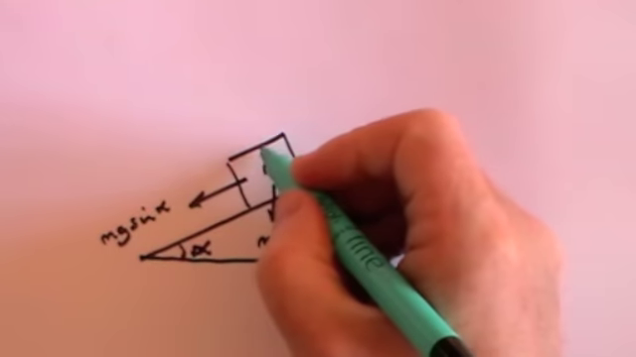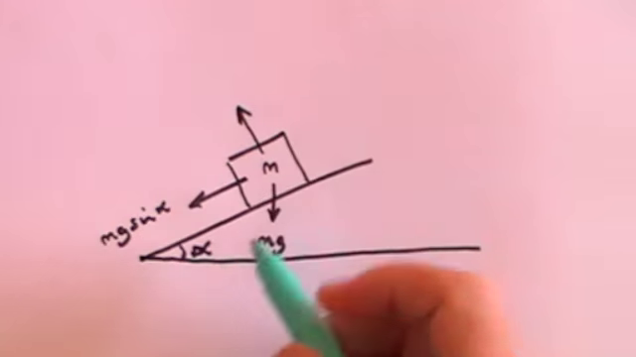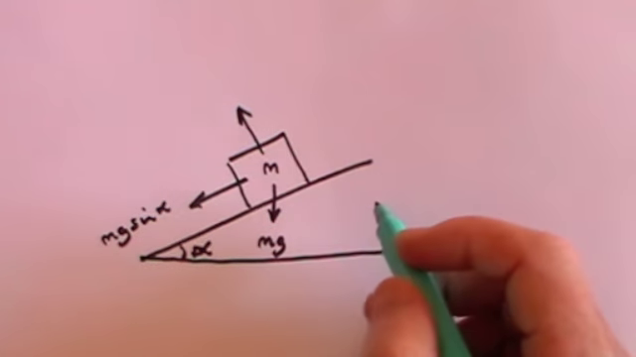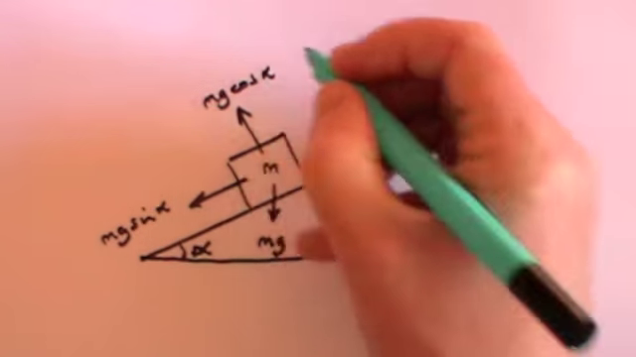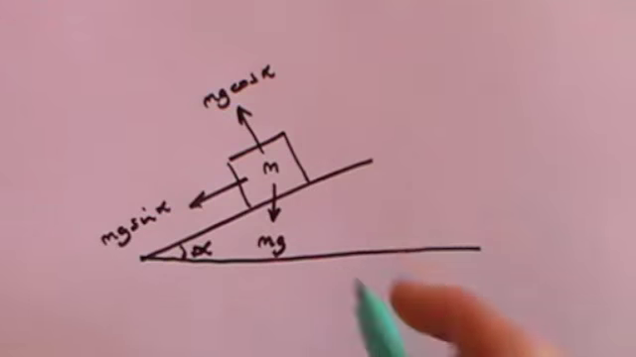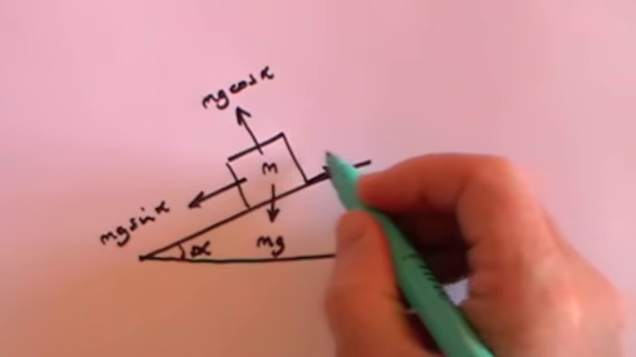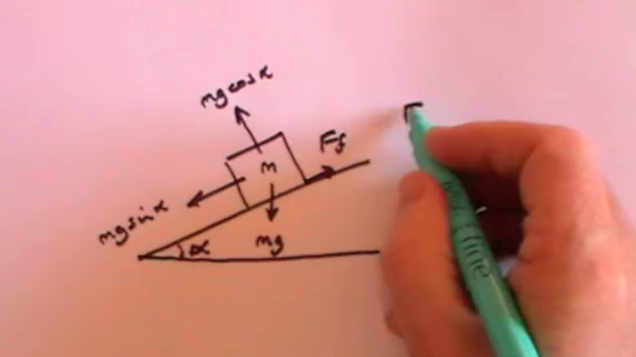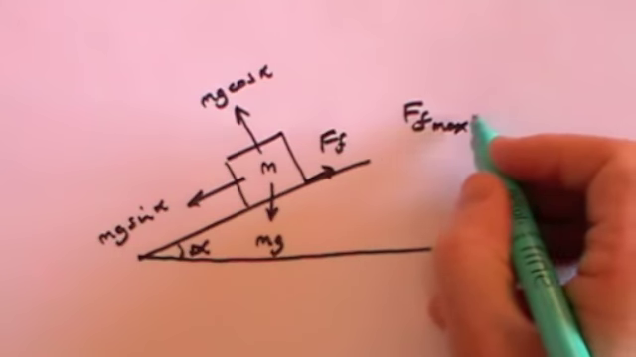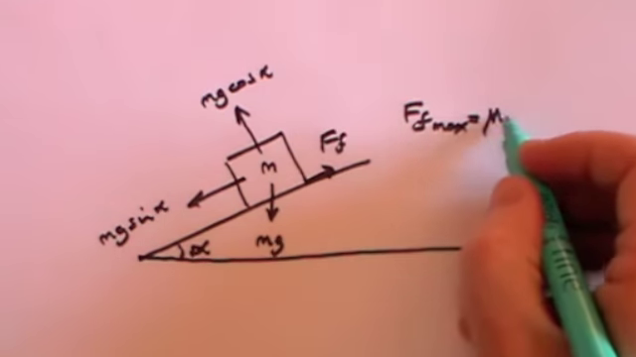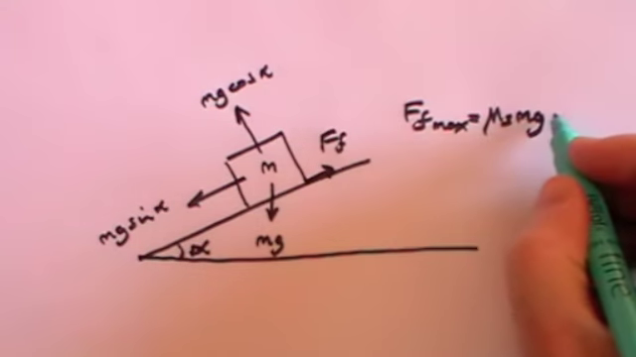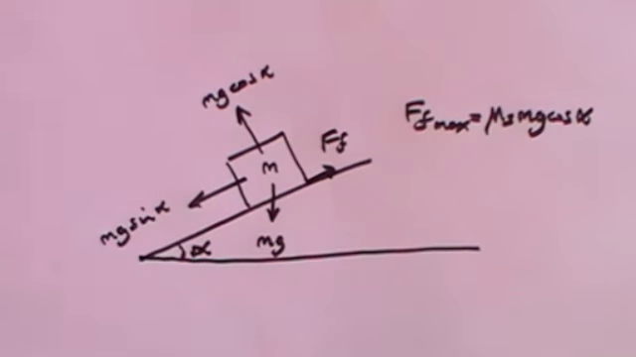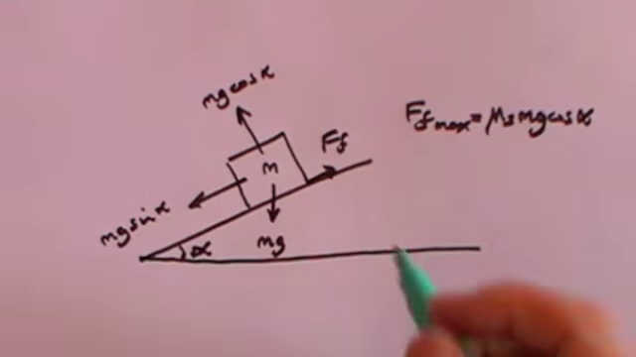There will be a normal, which is perpendicular to the plane, at right angles to it, and that will be mg cosine alpha. Therefore the maximum frictional force, which we'll call F_f max, is going to be mu s, the coefficient of friction, times the normal, which is mg cosine alpha. That is exactly what we had before. But now here is the twist.